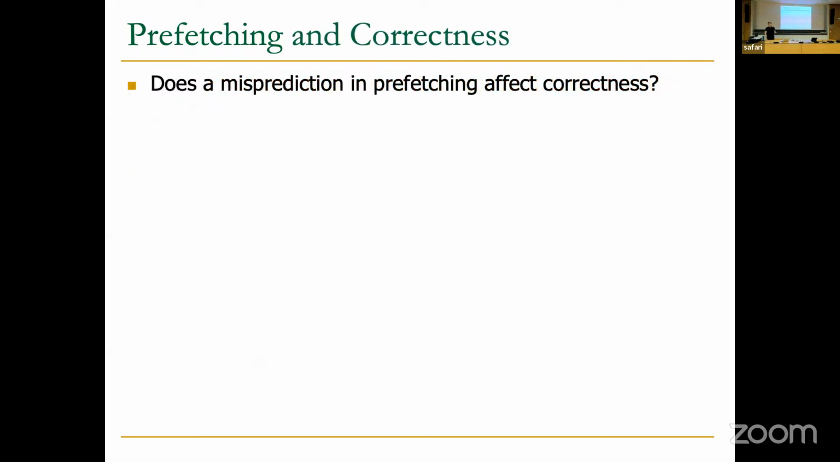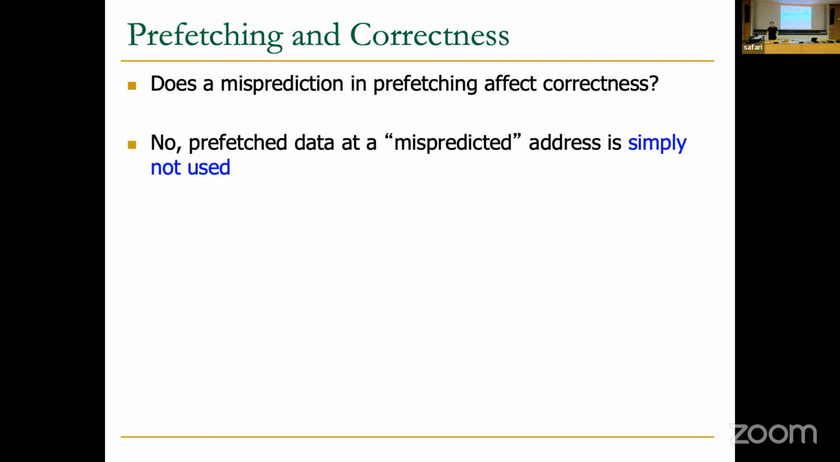One concern one might have when looking at prefetching is, does it affect correctness? So let's say we fetch the wrong thing, can we break our program? And lucky for us, we cannot break our program. We simply have an address in our cache which will not be used. It sits there, it might clog memory, I'll get into that soon, but we do not break the program.